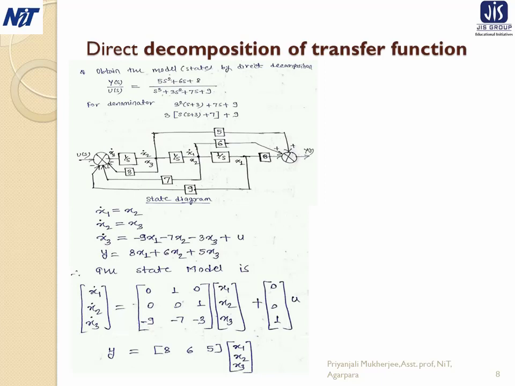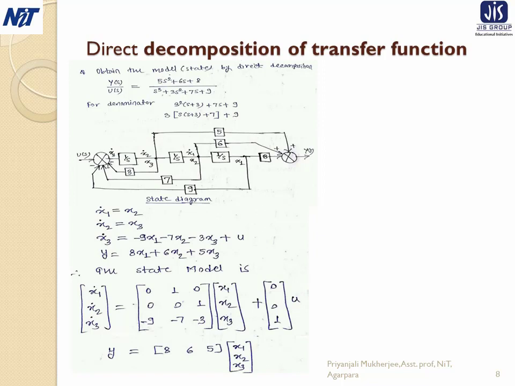First one is the direct decomposition of the transfer function. So direct decomposition is applied to an input-output transfer function which is not factored. We can see an example here, Y(s)/U(s) equal to (5s^2 + 6s + 8) divided by (s^3 + 3s^2 + 7s + 9). So this transfer function is not in the factored form. So we can use the direct decomposition method for this representation of the state equations.